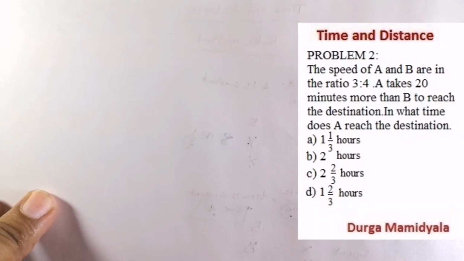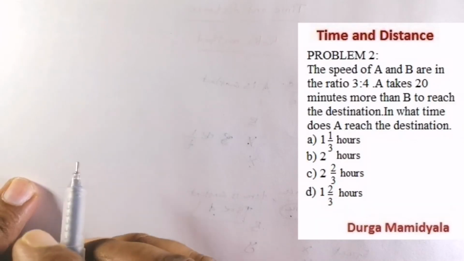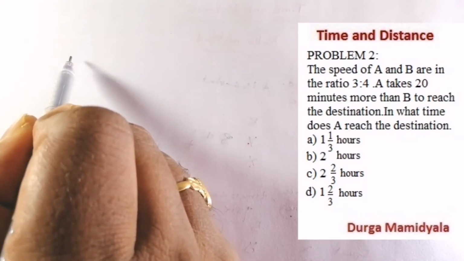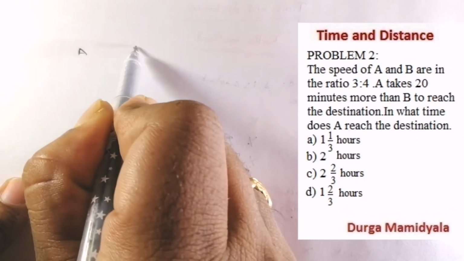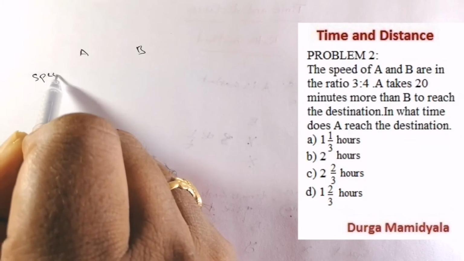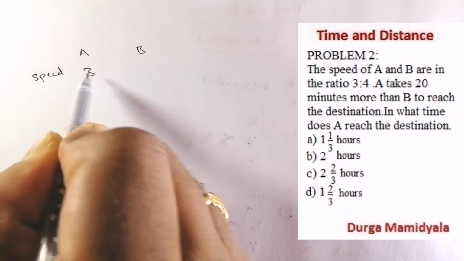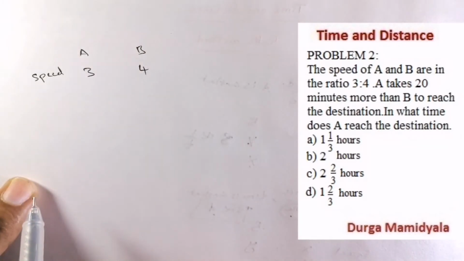Let us move to the next problem. The speeds of A and B are in the ratio 3:4. So we have been given the speed of A and B, and the speed is in the ratio 3:4, right? Now A takes 20 minutes more than B to reach a destination. In what time does A reach the destination?